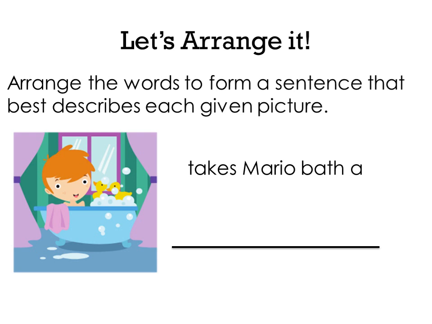Now let's do another activity. It's called Let's Arrange It. You need to arrange the words to form a sentence that best describes each given picture. So look at the picture. What is Mario doing there? And then look at the words here. We need to arrange them to make them correct. So, takes, Mario, bath.